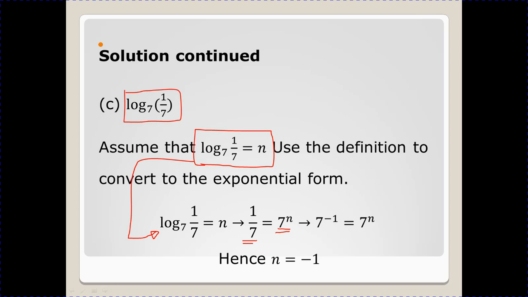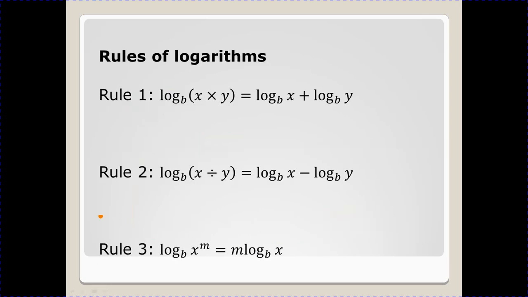Now, just note that this is 1 over 7, and 7 here is to the power 1. If I shift it from the denominator to the numerator, then it will be 7 to the power minus 1. So finally, I have 7 to the power minus 1 equals 7 to the power n. Again, I have the same bases, 7 and 7, so certainly the powers will be the same, so n equals minus 1. So this is simple. Problems can be solved by switching between logarithmic form and exponential form.